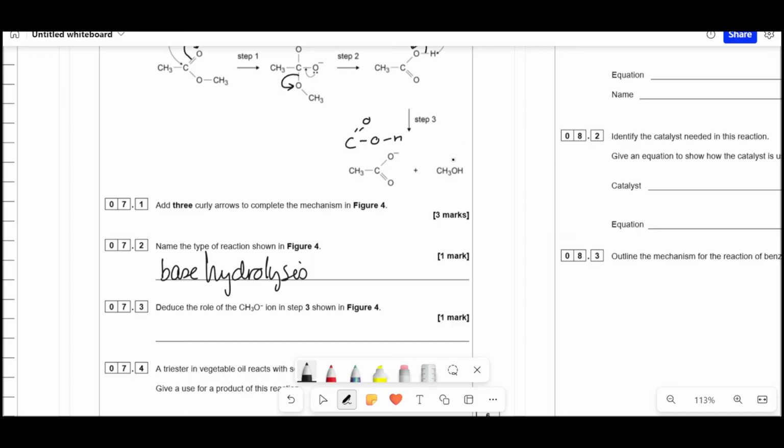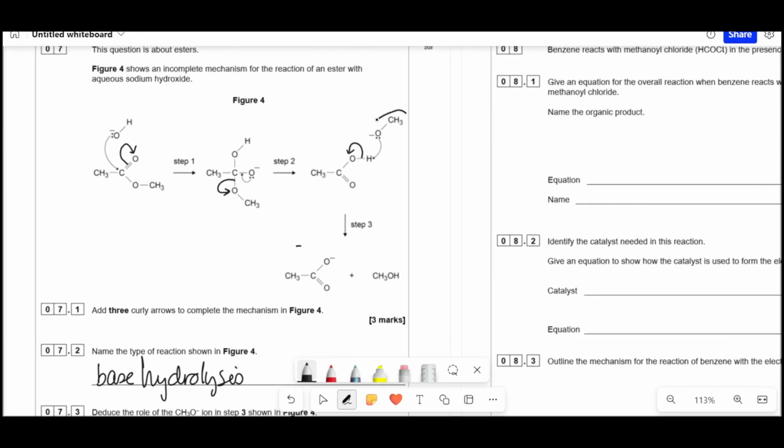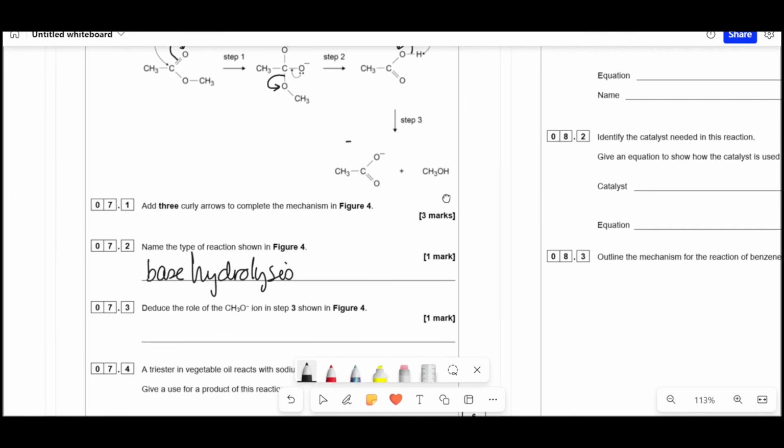So then it says, deduce the role of the CH3O minus ion in step 3 as shown. So look at what's happening between them. So let me just rub that bit out, sorry. We start with CH3O minus. And then at the end, we magically become CH3OH. Compare side by side, what's it gained? It has gained an H+. That is also known as a proton. This is bonded with a proton. It has taken a proton. It has accepted a proton. When something accepts protons, it is known as a base.